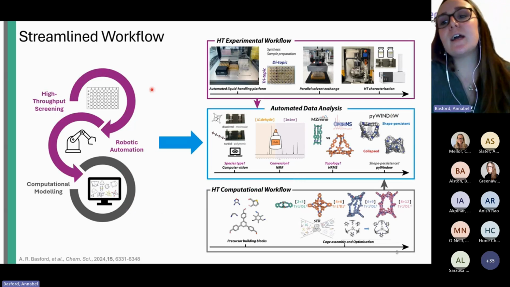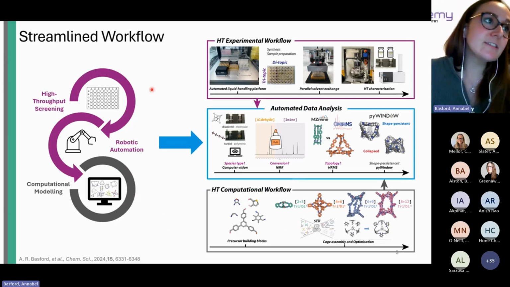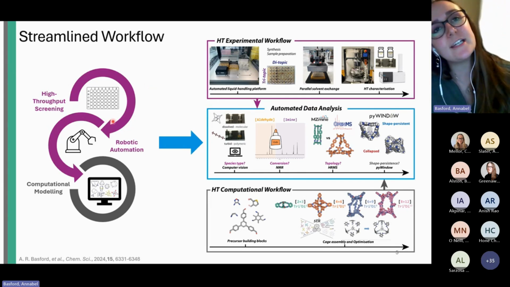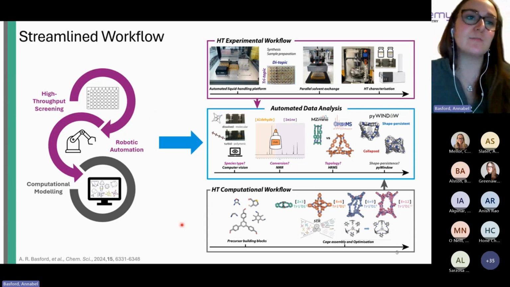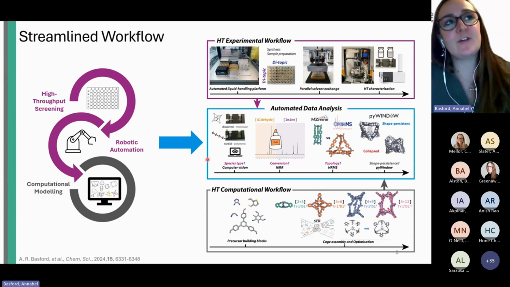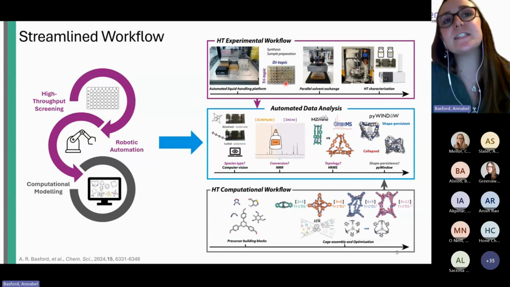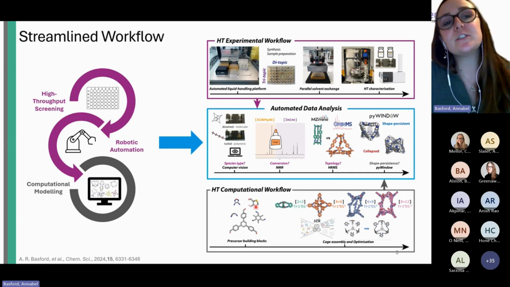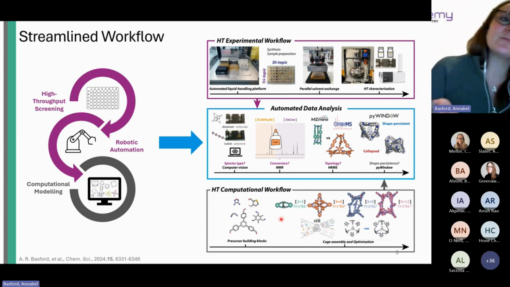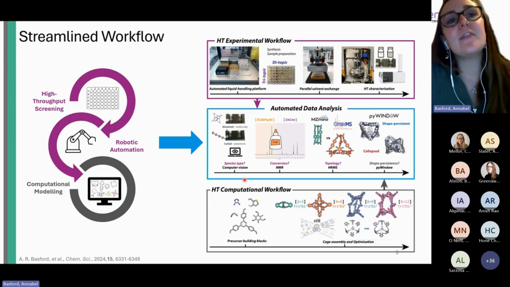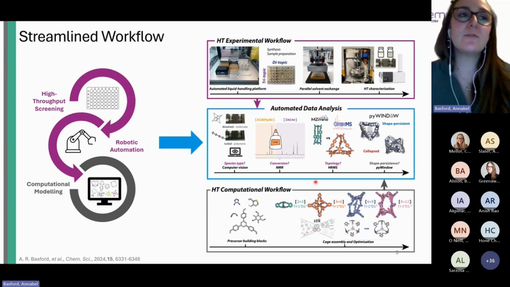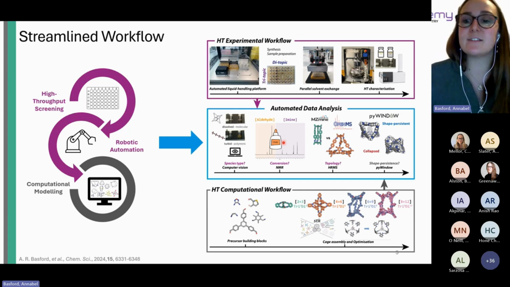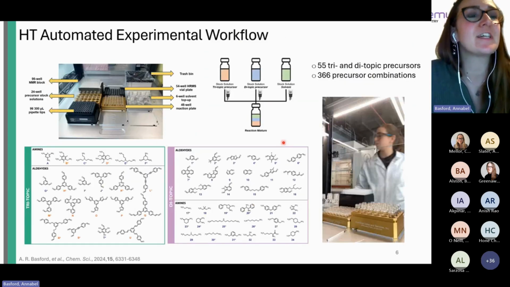So instead of relying on trial and error and serendipitous discovery, what my PhD has entailed has been combining high throughput screening, robotic automation, and computational modeling into a streamlined workflow. So we did the synthesis and characterization in a high throughput experimental workflow, did some computational modeling to do our property prediction of these cages, and then to address one of the biggest bottlenecks so far, we created an automated data analysis workflow to streamline that, because it's very essential.